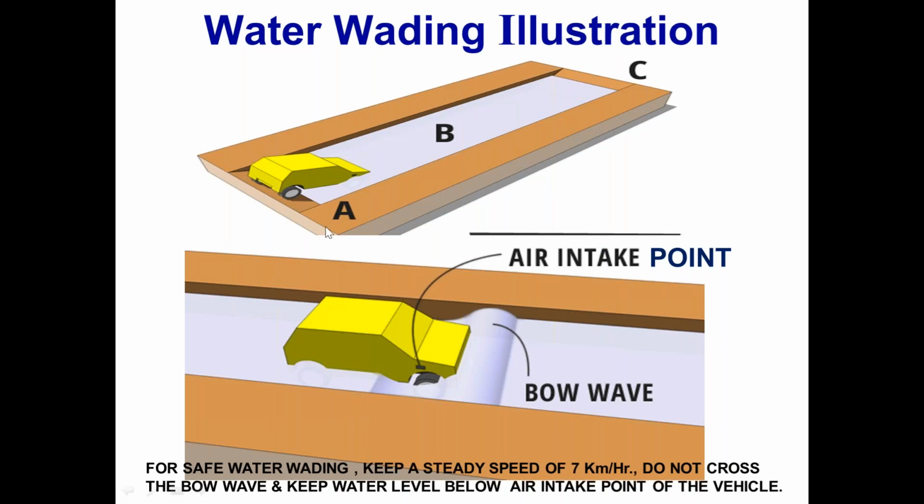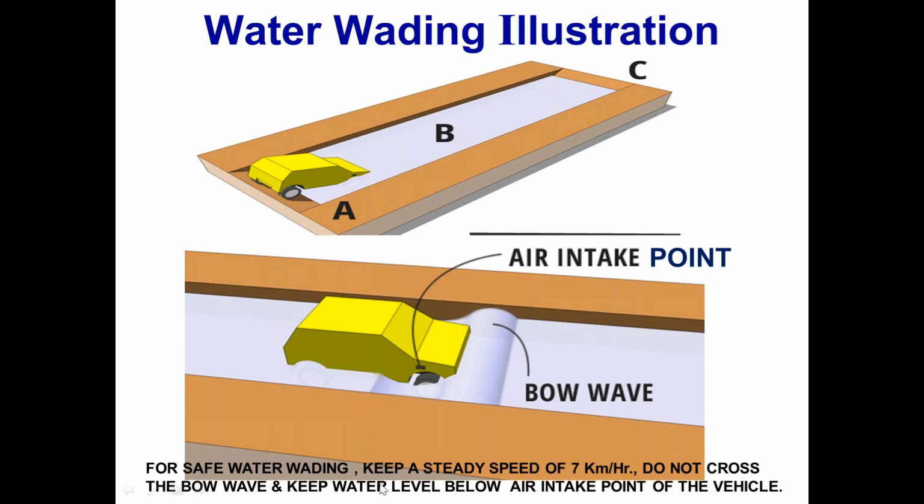Here the car is entering the water. This is the mid and the last position. You see the air intake point here and the bow wave. A bow wave travels ahead of the car when the car is moving. As you always see when going through water, there is a bow wave going ahead of your car.